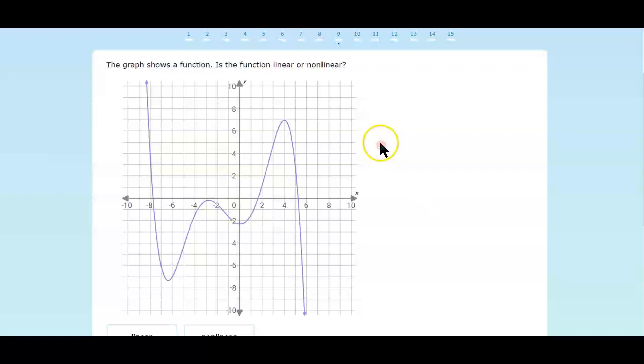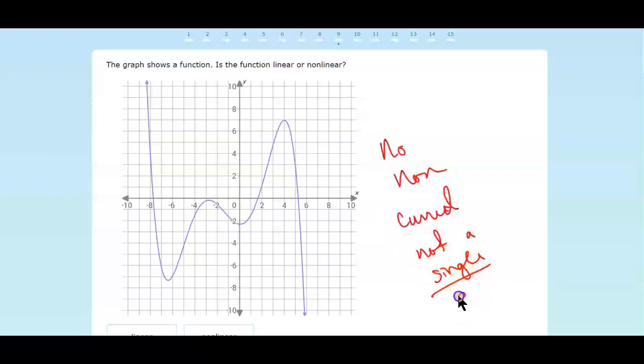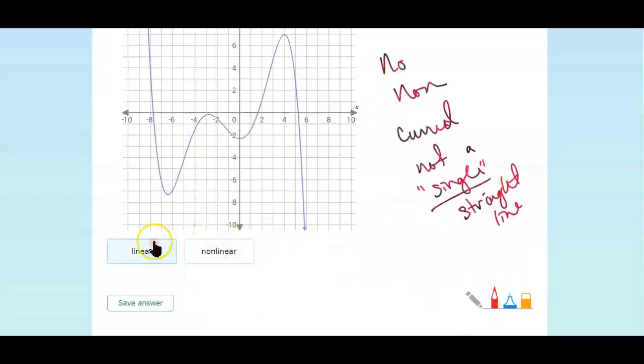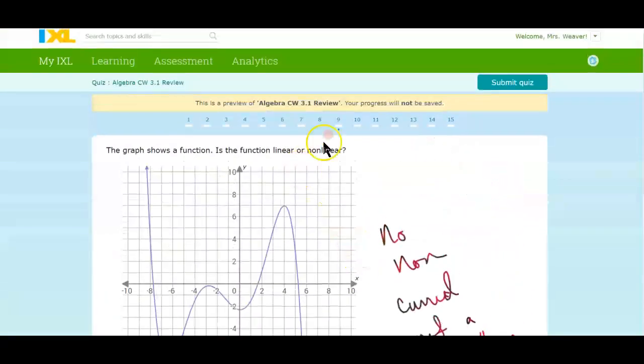Okay. No, nonlinear. It's curved. So we'd write down it's curved, or we could say not a straight line. Remember, single was important. Single straight line. Single was important because sometimes we have more than one straight line, but to be linear, it has to be a single straight line.